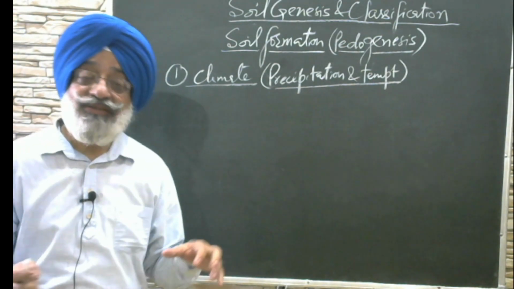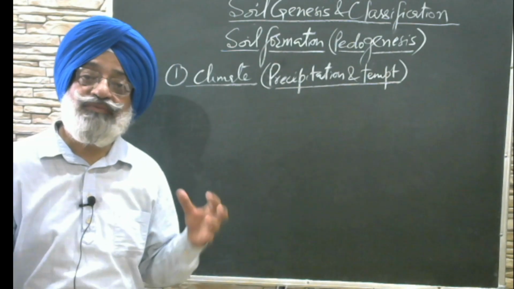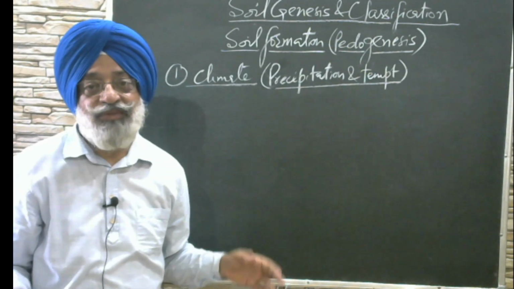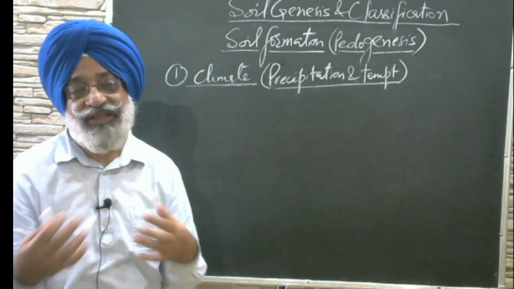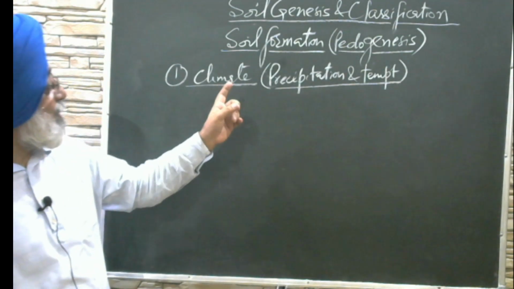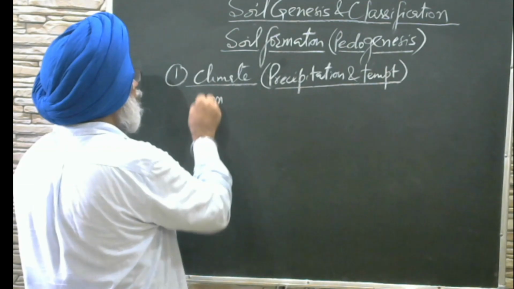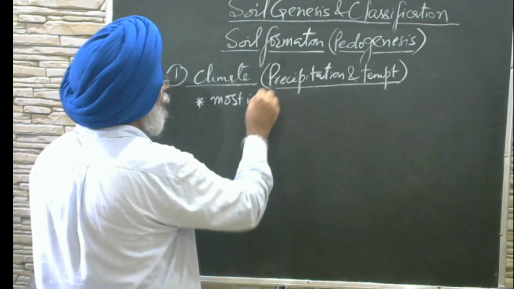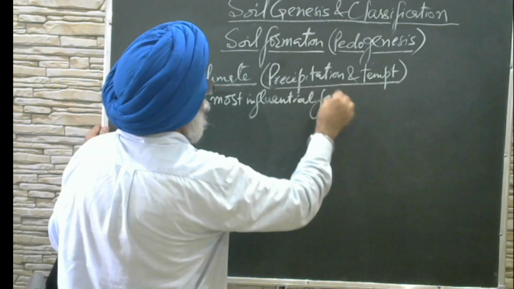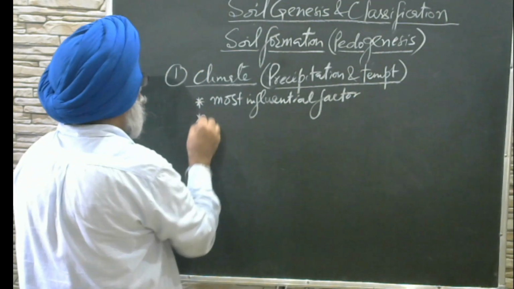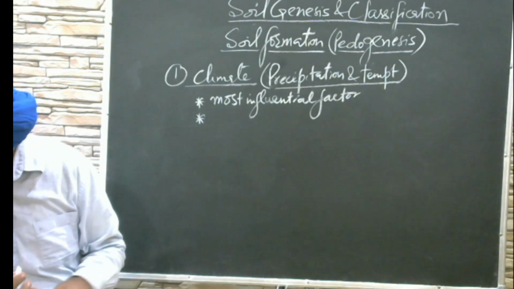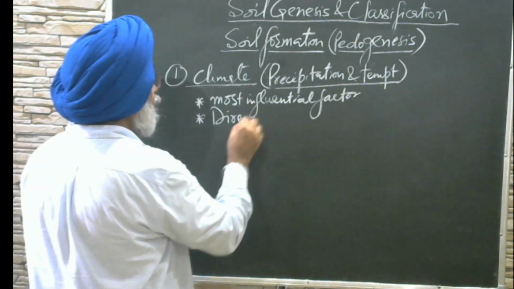If I say that this is the most influential factor in the formation of soils, it is because if these two things had not been there, it would not have been possible for soil to form from the rocks or parent material. Why is it the most influential? I will say climate is the most influential factor because it has a direct effect on soil formation. How does it have a direct effect?